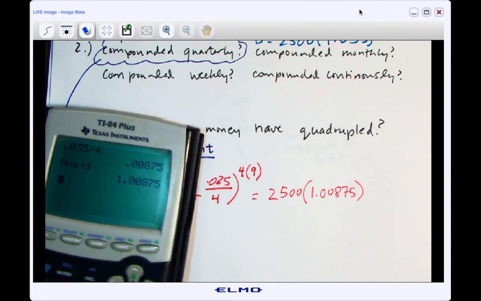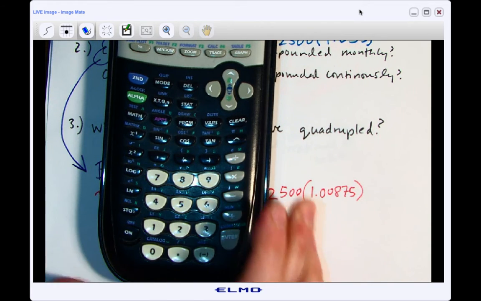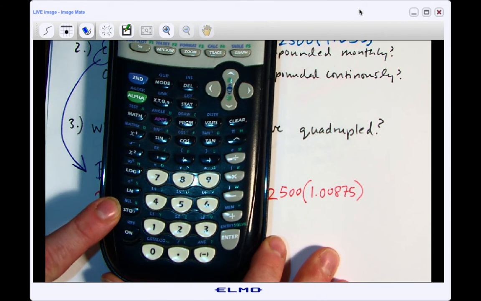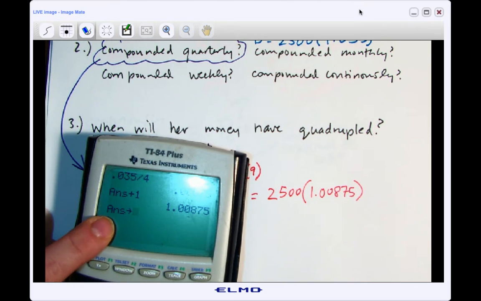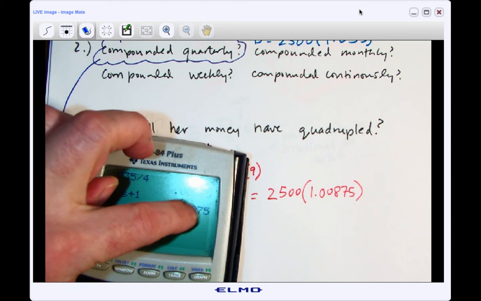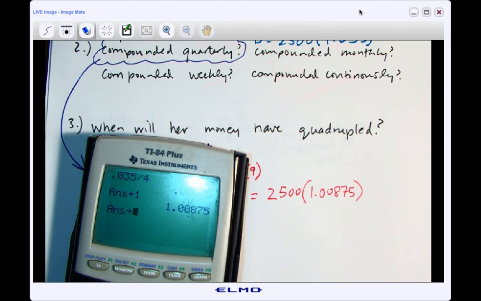So what I'm going to do here is hit this button down here that says STO, which stands for store. And you see what happens here? You get "Ans" with a little arrow. And what I'm going to do is store this answer in my calculator under a letter.